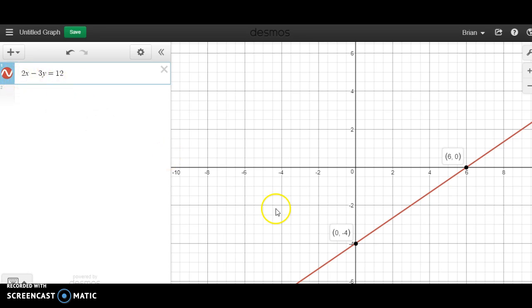We do the same thing for the y. If we're looking for the y-coordinate, or the y-intercept, the x-coordinate must be 0. So right here, that part becomes a 0. The 2x is effectively gone, and we're left with negative 3y equals 12, which is negative 4.